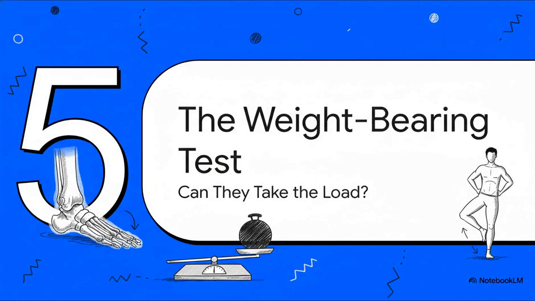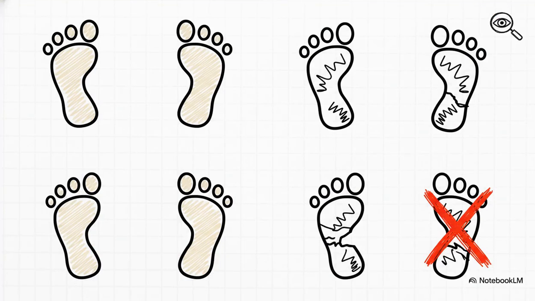All right, so let's say you've checked all 4 of those bony spots, and nothing. No tenderness at any of them. Now we can move on to the final part of the test, which is all about function. Can they actually take a load on that foot? The rule is pretty specific. An x-ray is indicated if the patient is unable to take 4 steps in total, and that includes limping.